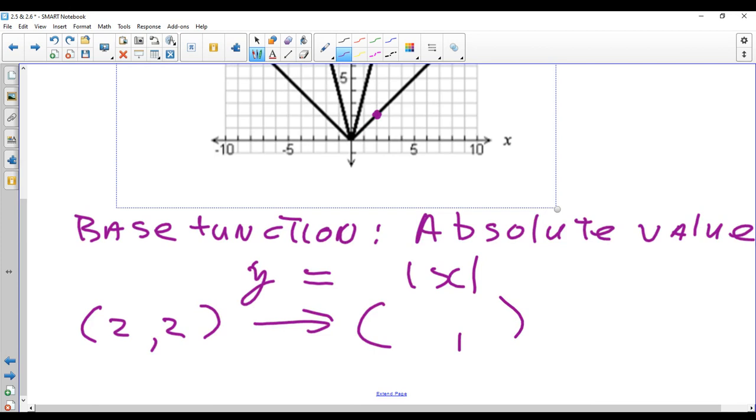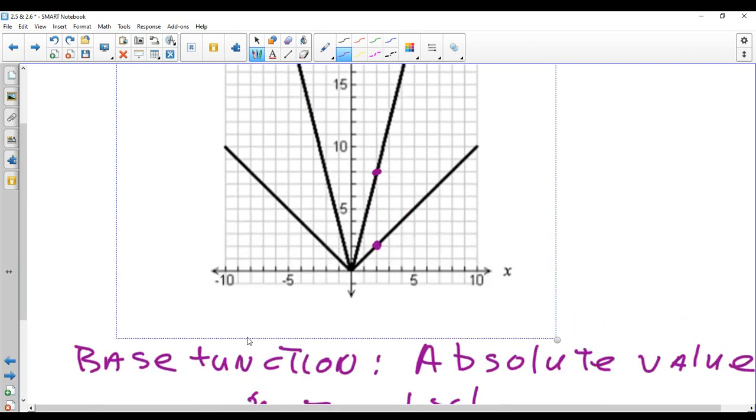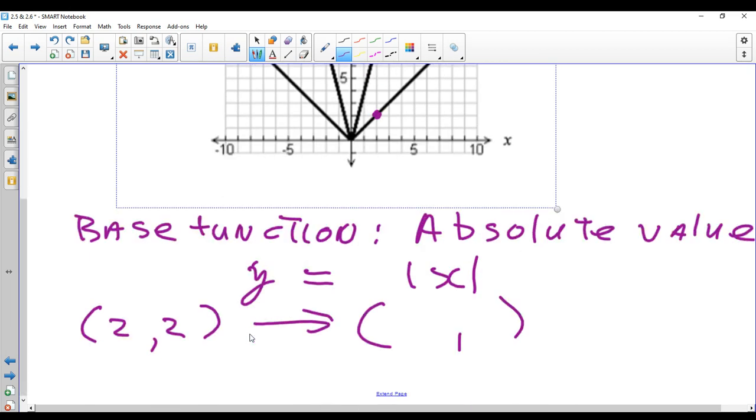And then what are the coordinates of the new point that I got from that, which is along the same vertical line? 2 and 8. Okay. Can we all agree on that, first of all, before we go any further? Okay.